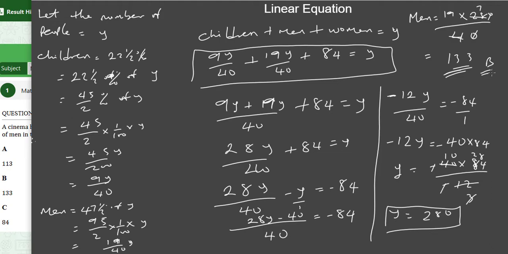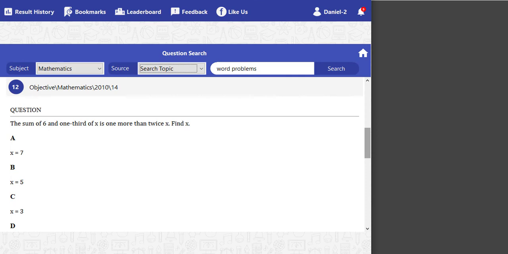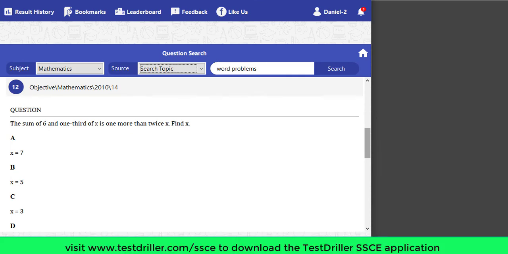So let's take a look at another question. Let's take a look at another question from SSC past question. That's past question year 2010, question 14. So let's get to it. So the question is, the sum of 6 and 1/3 of x is 1 more than twice x. Find x. Okay, so let's just break down this problem.